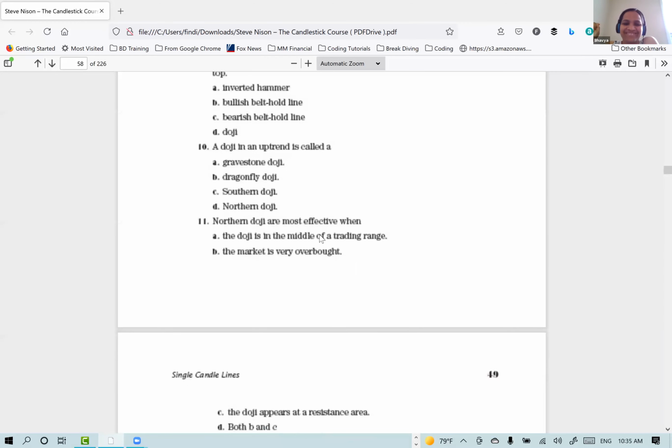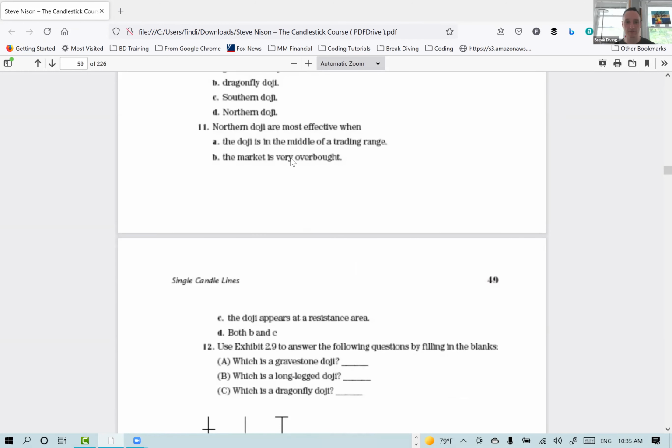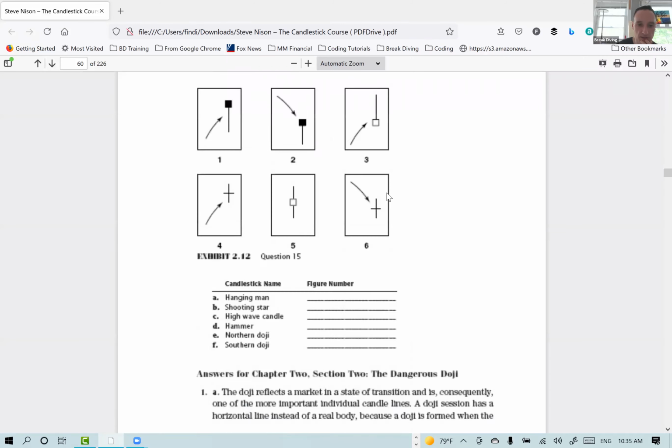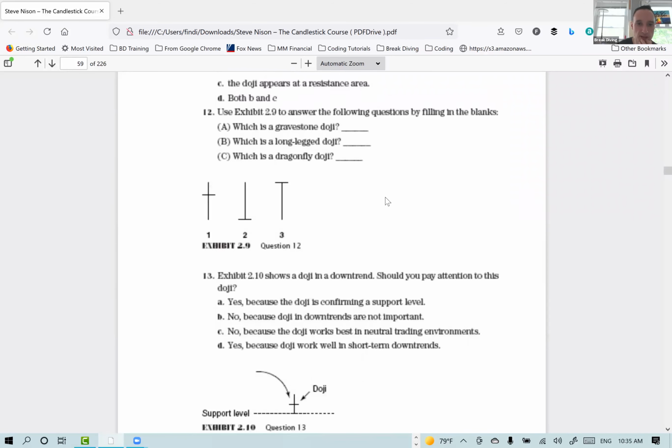A doji in an uptrend is called a Northern doji. Right. Number 11. Northern doji are most effective when the doji is in the middle of the trading range, the market is very overbought, or the doji appears at a resistance area. I go with both B and C. Let's look at 11. D. Good. We'll go over the answer later.